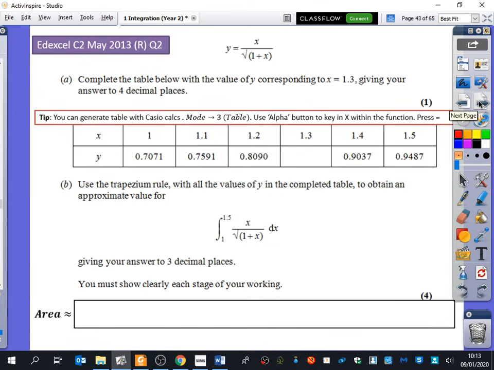So we want to think about how we might be able to do this a little bit quicker. I've got an exam kind of question that we've got here. This is what it might look like in an exam. It might say, complete the table below with the value of y corresponding to x equals 1.3, giving your answer to 4 decimal places. Now, you should know how to do this better than I can, but your calculators can actually generate whole tables of values.